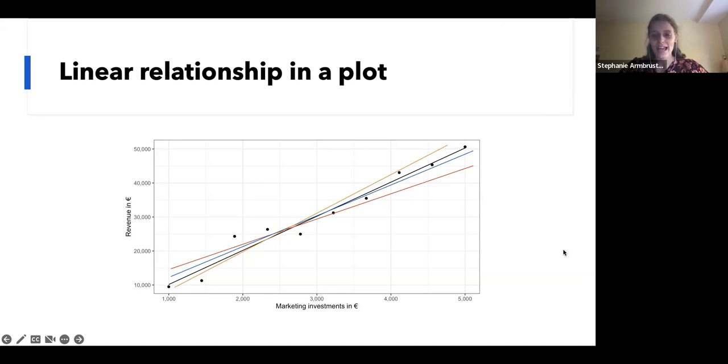Okay. No worries. And so coming back to this example, how should we create this, or how should we draw this line, right?